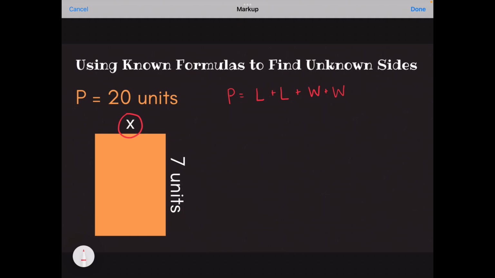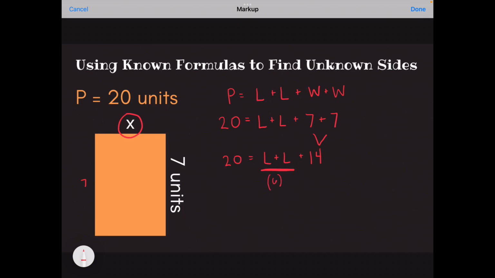Plugging in what we know tells us our perimeter. We don't know our length just yet. We do know that the width is 7, which means the other width also has to be 7. Adding up these two 7s that we do know already, and then dropping down the rest of our formula, I know that 14 plus whatever these two lengths are has to equal 20. So I'm going to think, 14 plus what equals 20?